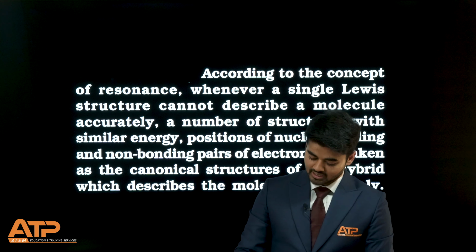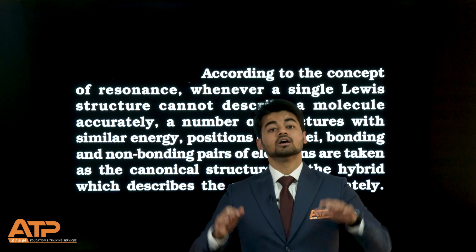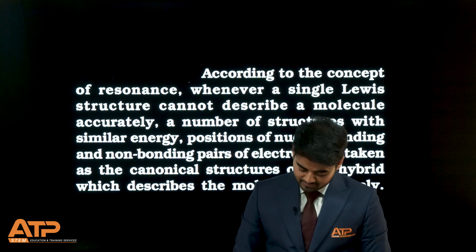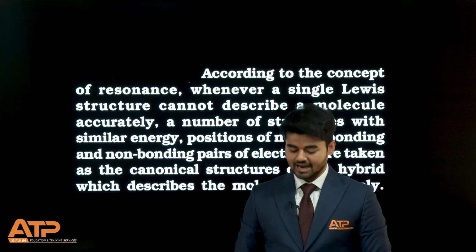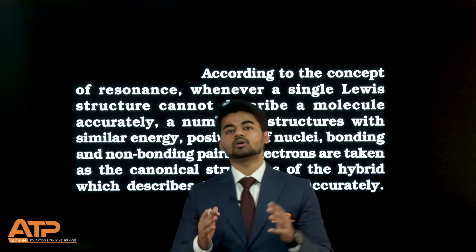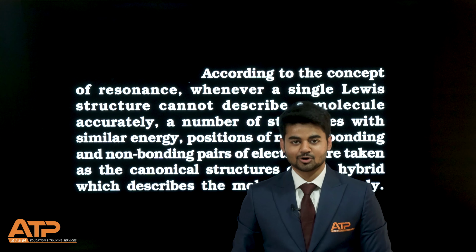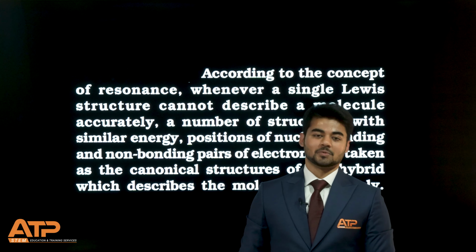Let's go through it. According to the concept of resonance, whenever a single Lewis structure cannot describe a molecule accurately, resonance takes place. Those Lewis dot structures should have similar energies. The position of atoms, basically the nuclei, should be same, and the total number of bonding and non-bonding electrons should remain same as well. Sounds complicated? Let's decode it one by one.